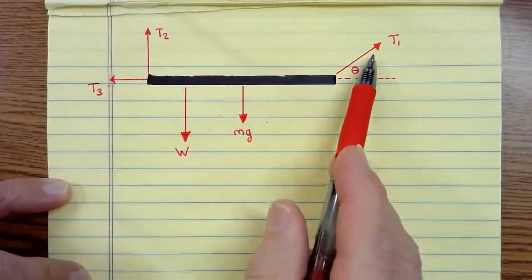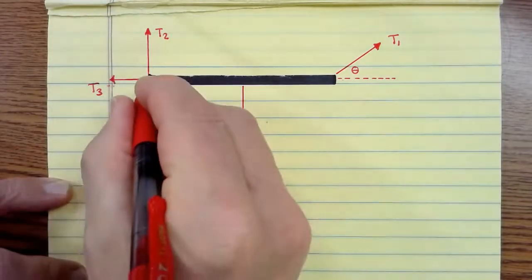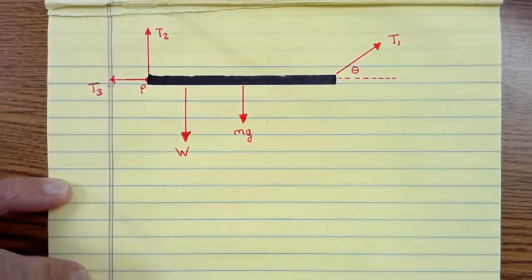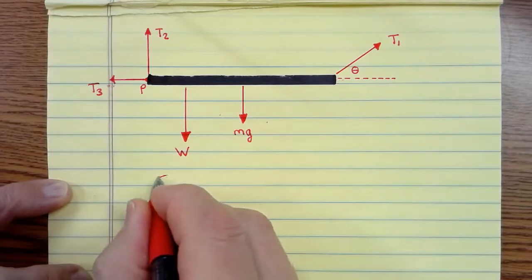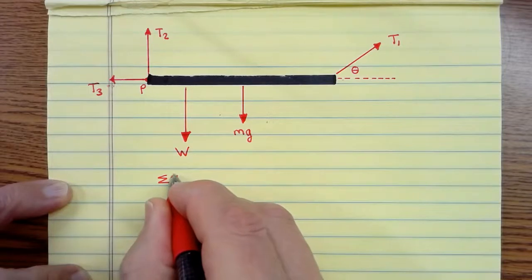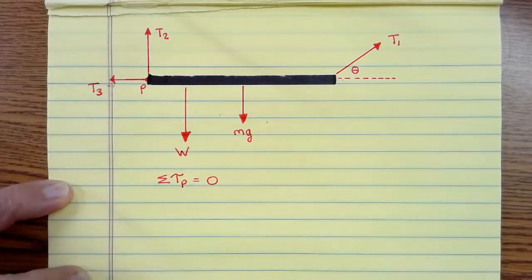And we have to find the tension T1. Since we don't know T2 and T3, it is easiest to make this point right here our first pivot, P. And with that as our pivot, we can apply Newton's second law for rotation, which is the sum of all the torques about P must add up to 0. And so we can find the torques.